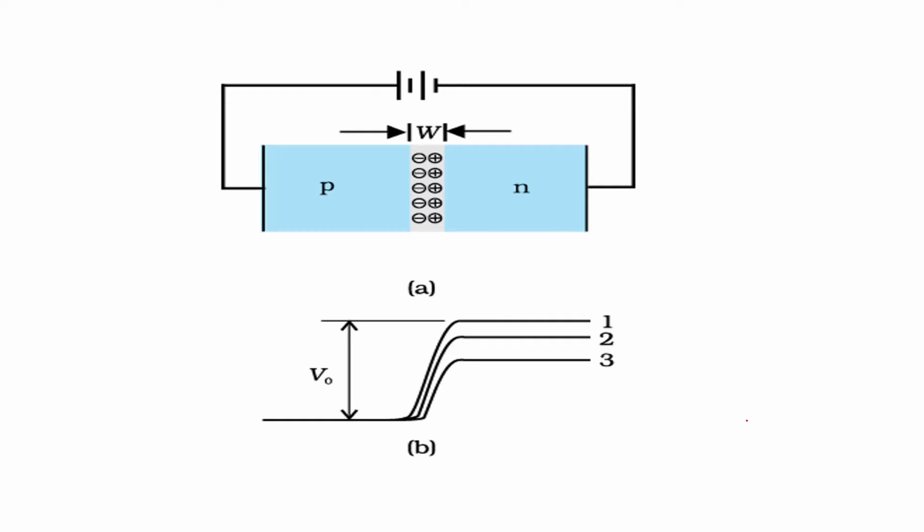Then we will go to see the forward bias diagram. Now here you can see in the first diagram, figure A, we have shown P and N type material. Here you have the P type semiconductor in which you have holes as majority charge carriers, and those are your positive charge carriers. In n type you have electrons as majority charge carriers, and those are negative charge particles.